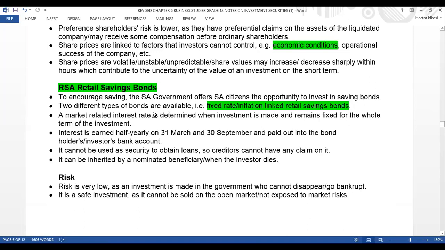A market-related interest rate is determined when the investment is made and remains fixed for the term of the investment. Interest is earned half-yearly, on 31st December and 30th September, and paid out to the bondholder's bank account. It cannot be used as security to obtain loans, so creditors cannot have any claim on it. It can be inherited by a nominated beneficiary when the investor dies.